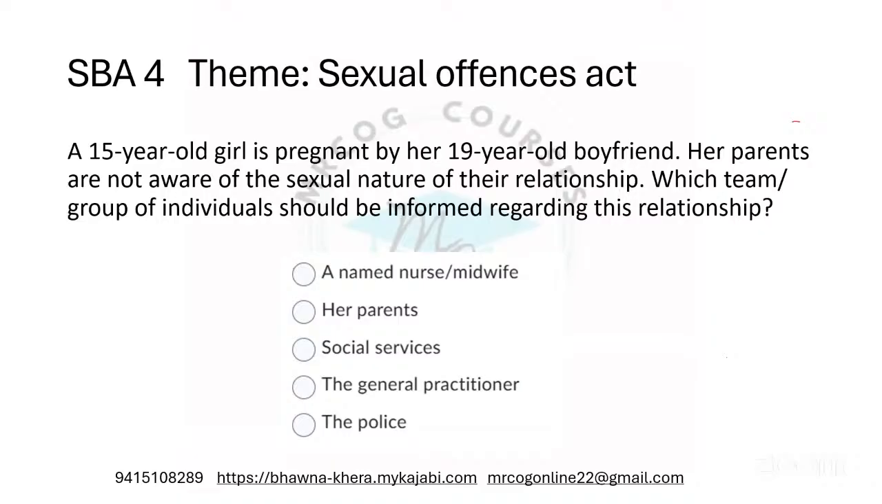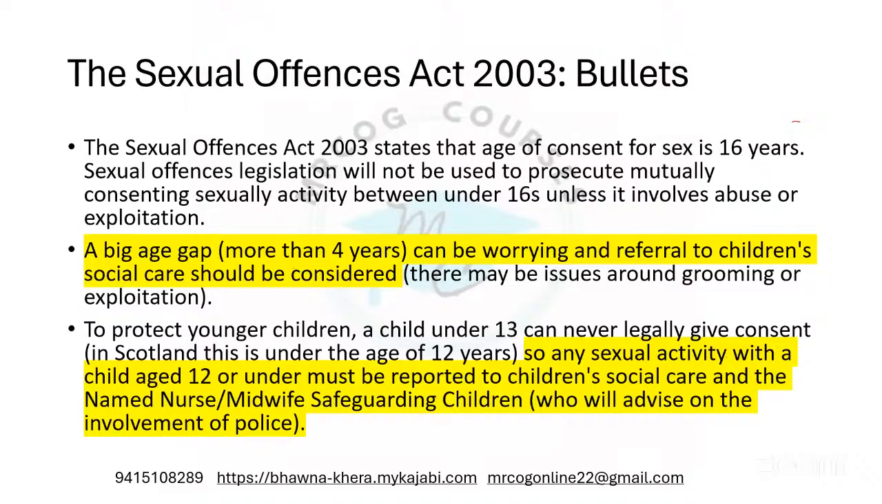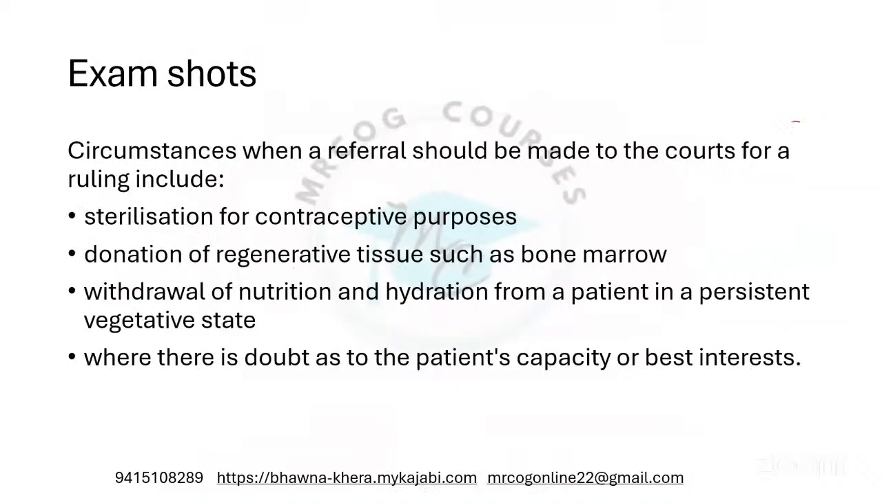So therefore, we are referring this to the social services. But if we talk about the girls less than 13 years, where they do not have the right to consent because of the very young age, in that case it becomes safeguarding. Just remember that where the risk is low, like in girls aged 15 to 19, this age group will have social services, and those below 13 years will be safeguarding. Okay, fine. So these are certain exam shots.